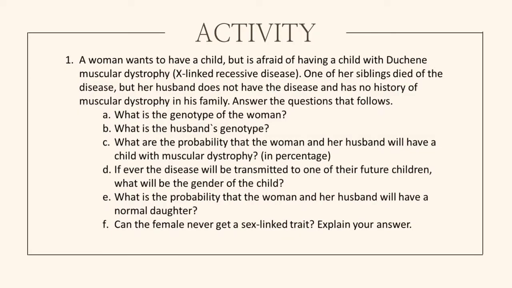Next tayo. So let's talk about our activity. Okay, so in our activity, we have here a question. So a situation, one woman wants to have a child but is afraid of having a child with Duchenne muscular dystrophy. Okay, Duchenne muscular dystrophy is an X-linked recessive disease. Okay, so with that, one of her siblings died of the said disease, but her husband does not have the disease and has no history of muscular dystrophy in his family. Okay, so all you need to do is to answer the following questions.